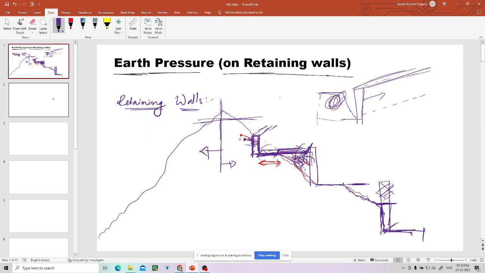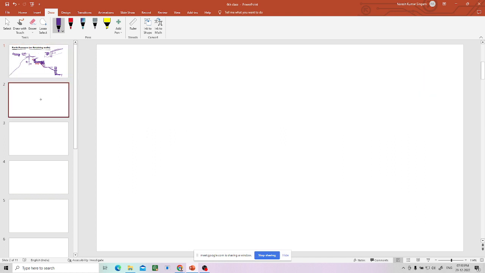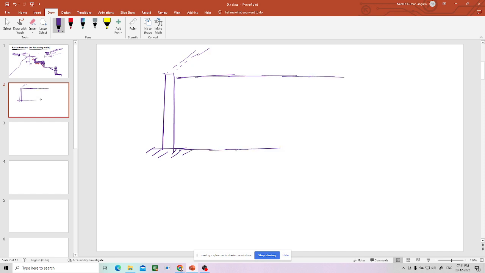Now, retaining walls are subjected to pressures. I'll just draw a retaining wall. Okay, this is the retaining wall. Now I'm talking about the side view. So the retaining wall can be like this, with its length. Now there is soil behind it. This is the ground level, this is another ground level, this is also ground level 2, and you can say ground level 1.